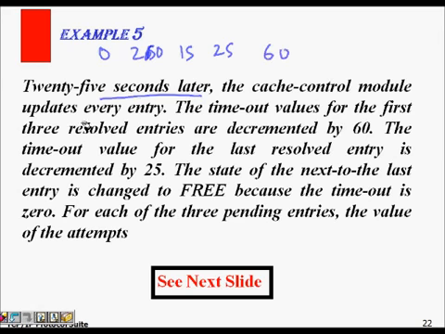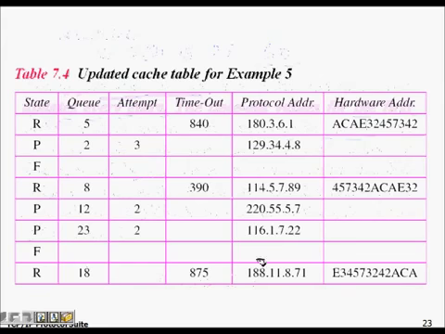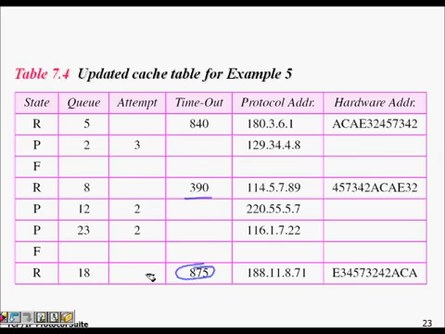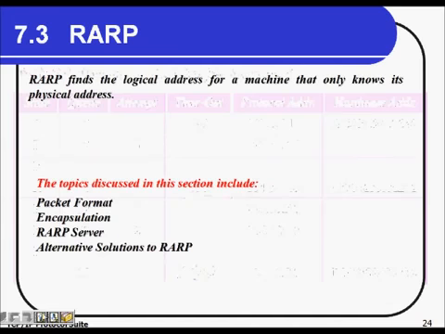So the cache control updates every entry. The timeout will decrease for each value. Because 60 seconds have passed since the first update, all the timeouts will be decreased by 60. Only for the last one, which was just updated 25 seconds ago, it was decreased by just 25 seconds. You can see that all of the entries are decreasing. So it's 840, initially it was 900, this was 450, it became 390, and so on. This was 900, after 25 seconds it became 875.